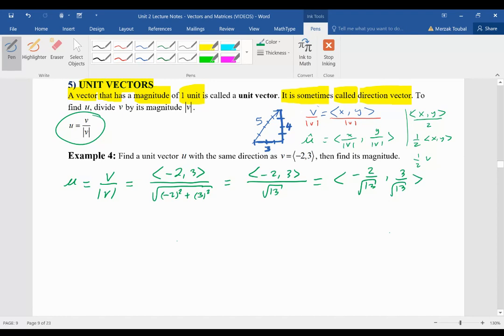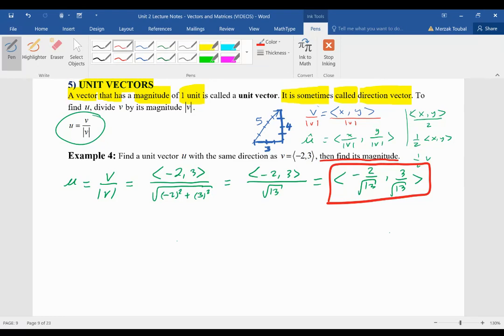Now the question says find the unit vector u. We found it. That's the unit vector u, and then find its magnitude. So we can keep this like this, or we can rationalize. Either way, it depends on what the question requires. Now let's put this inside the box. That's the unit vector. Now, the next question says find its magnitude. Actually, the magnitude of a unit vector is 1. This is more of a verification of whether our work is correct.